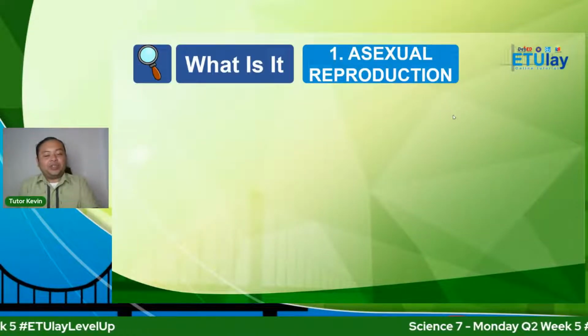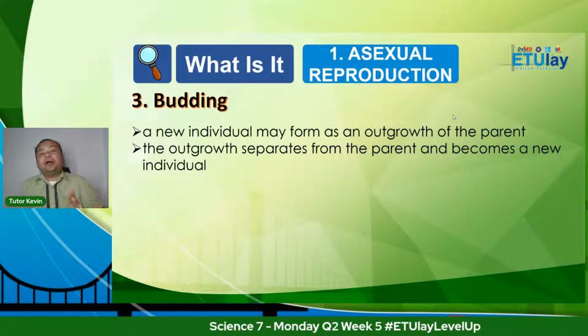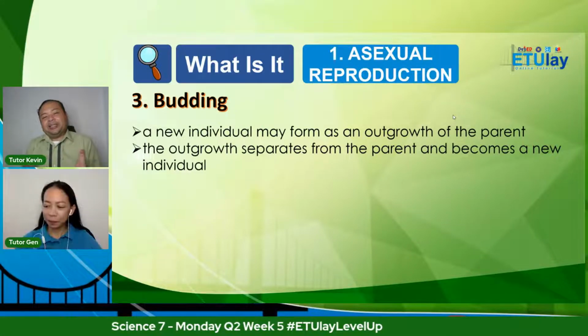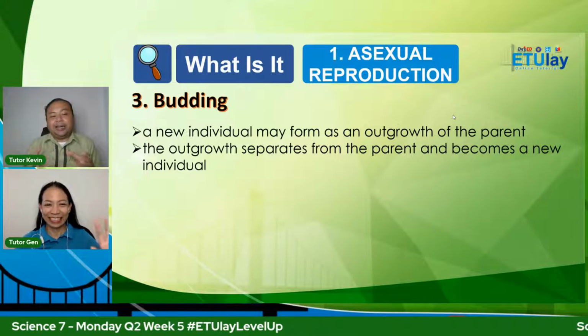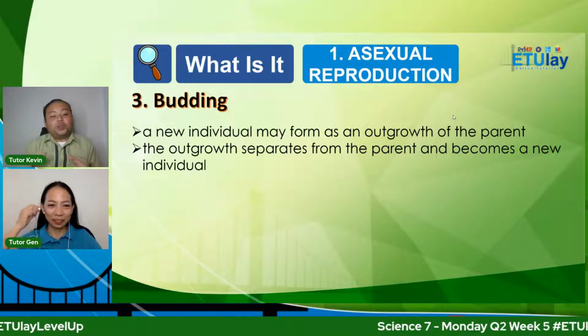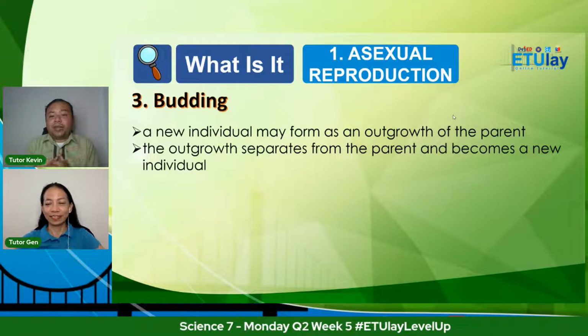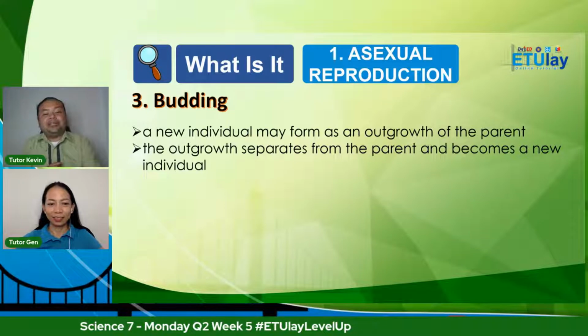Okay. Yan, asexual reproduction. Ito, budding. Are you familiar with this one? Budding, sa elementary EPP or TLE in high school sa paghahalaman, very common to. Wherein a new individual may form as an outgrowth of the parent. No? Anong ibig sabihin natin dito?